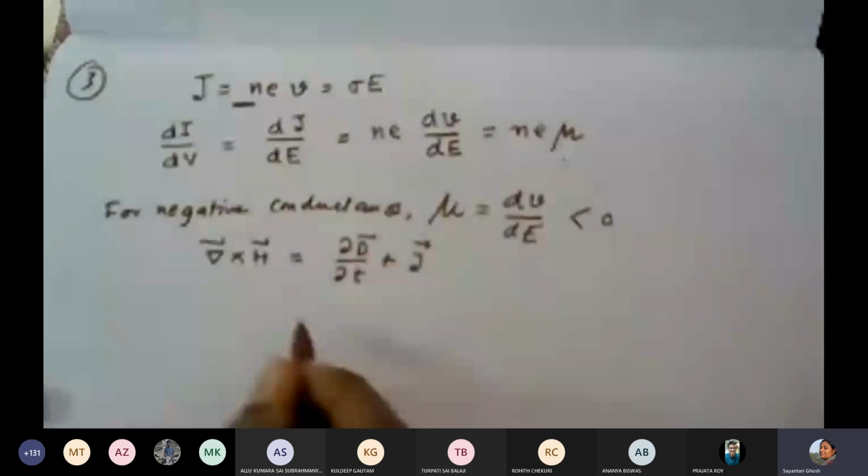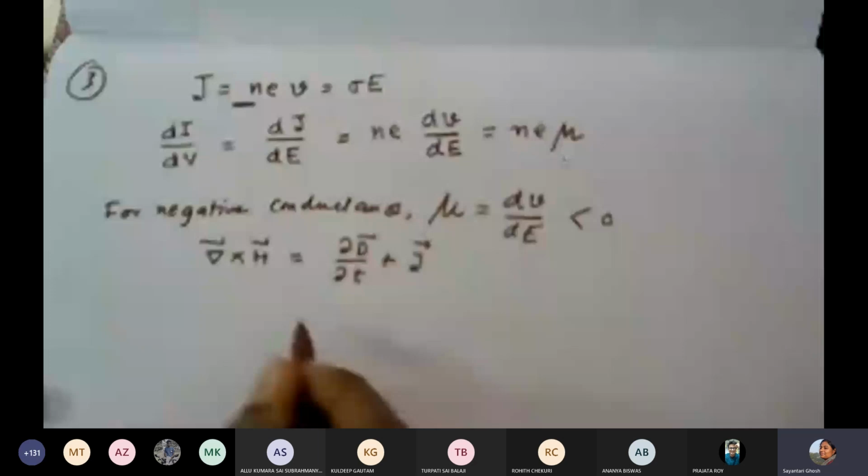So curl of H is the magnetic field, and that is equal to del D del T. D is the displacement current, or you can say that this is a version of electric current; we just excluded epsilon from the electric field, and you get this kind of a thing. So it's called the electric displacement vector, and J is the original current density that you have in the circuit. So this is basically telling you how from a magnetic field a current can be created. So this is the Maxwell equation.